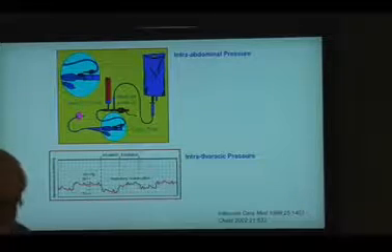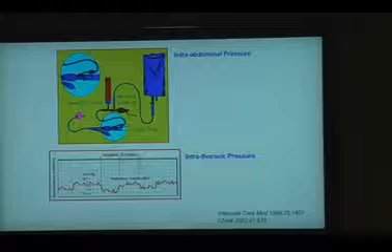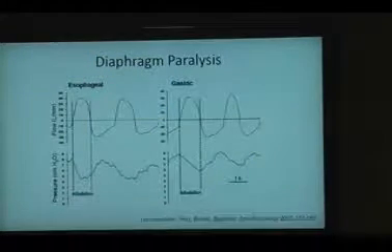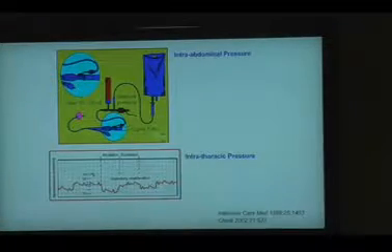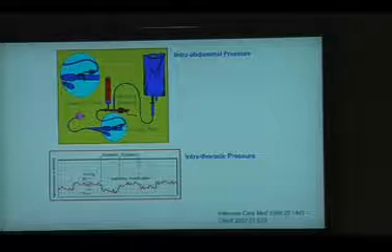Now, we can get at this information without putting in catheters. So those of you who know me, you know that I love to put in esophageal catheters. So this kind of an exercise was a lot of fun for me. But we don't need to put in balloons and catheters and so forth to do that.